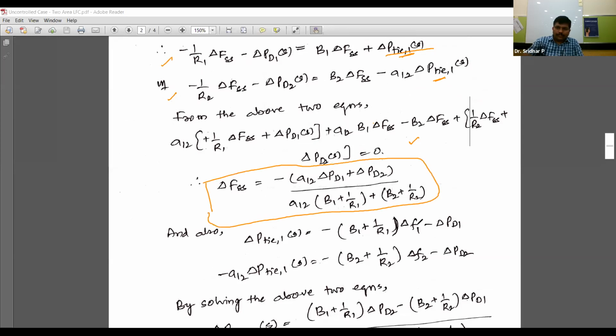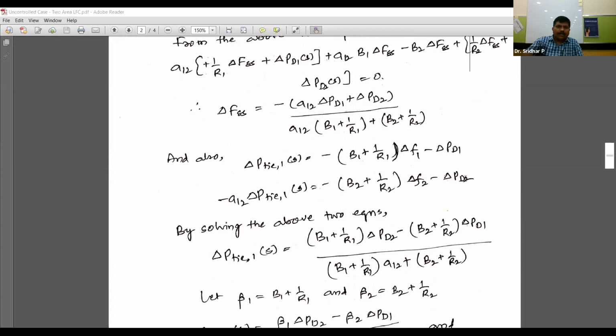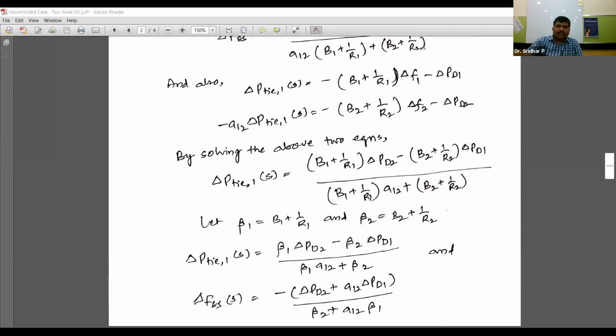Now, second one is, we also calculated delta P tie 1 of S. This is one more thing. So this is the delta P tie 1 of S. So that is beta 1 delta PD2 minus beta 2 into delta PD1. So vice versa, beta 1 PD2, beta 2 PD1. And anyhow, the numerator may be different, but the denominator is exactly the same as your delta FSS. So beta 1 into A12 plus beta 2.